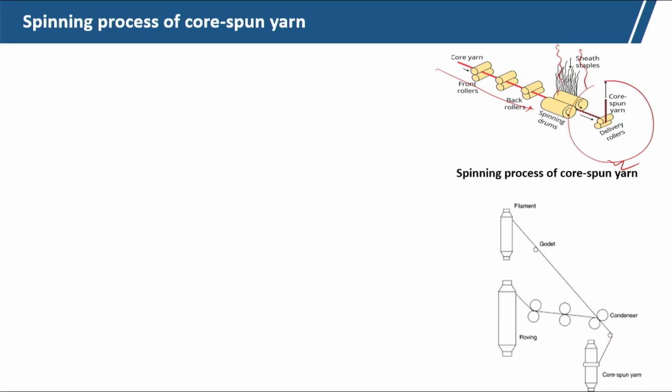Similarly, in ring spinning, the filament is there, and it is fed at the front drafting roller. This is the front drafting roller, and normal roving is drafted in the 3/3 drafting system, and here the core spun yarn is formed.